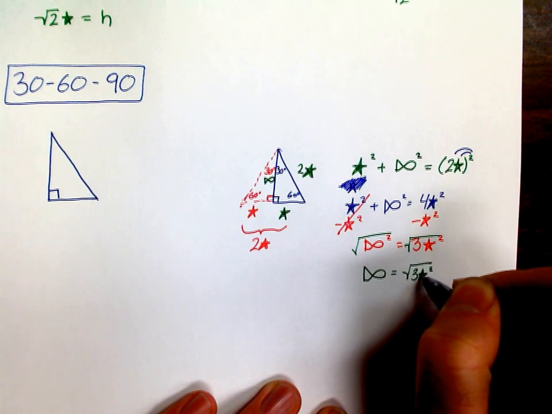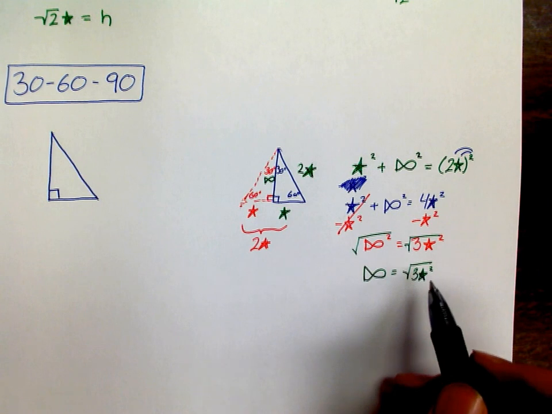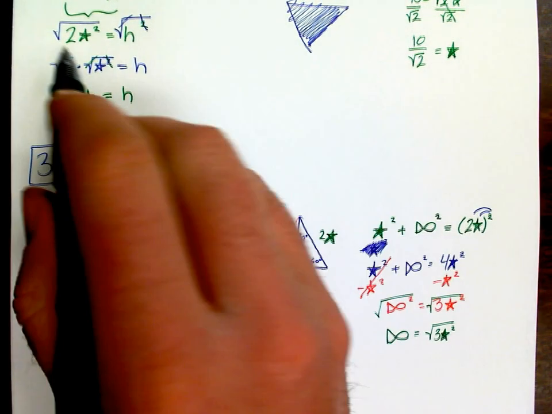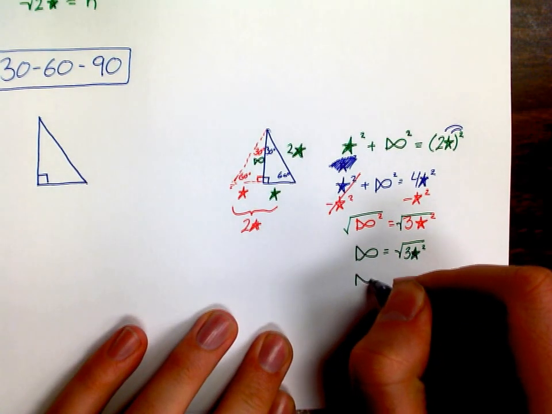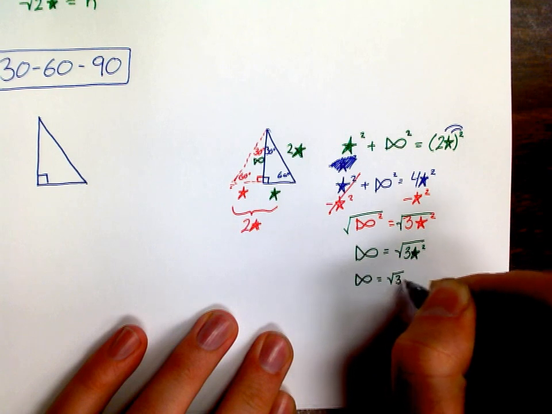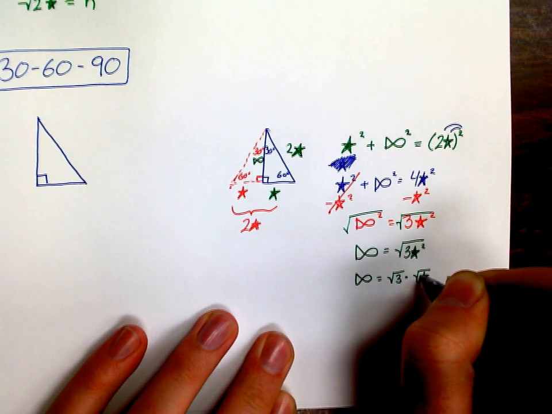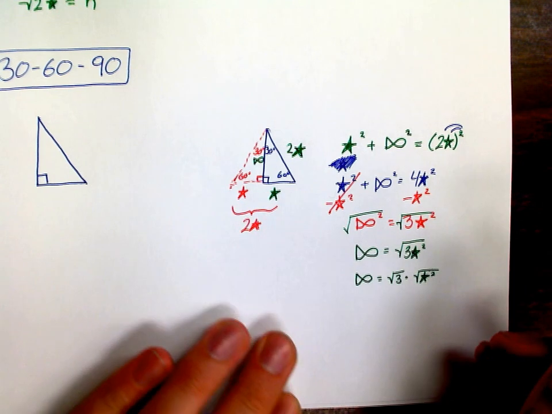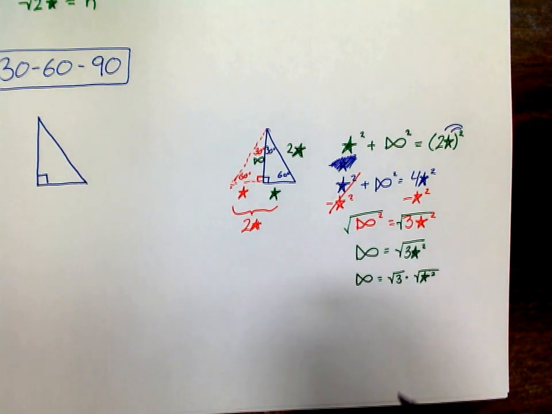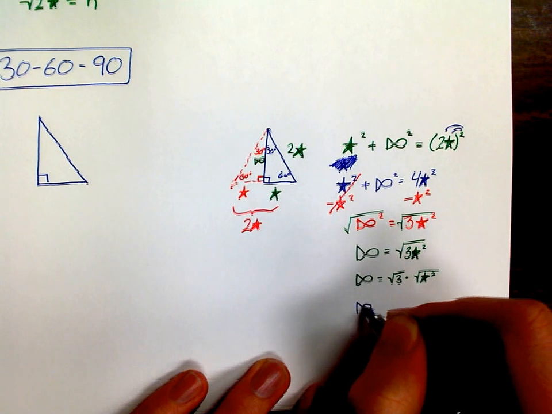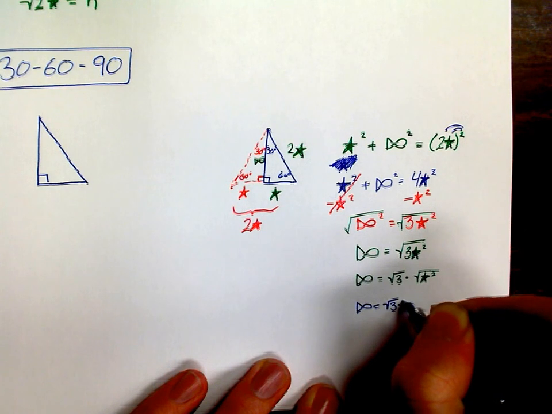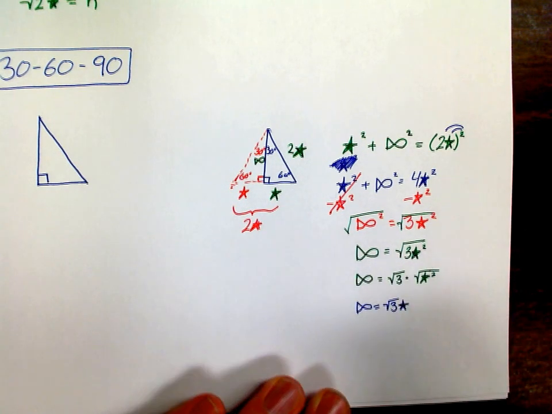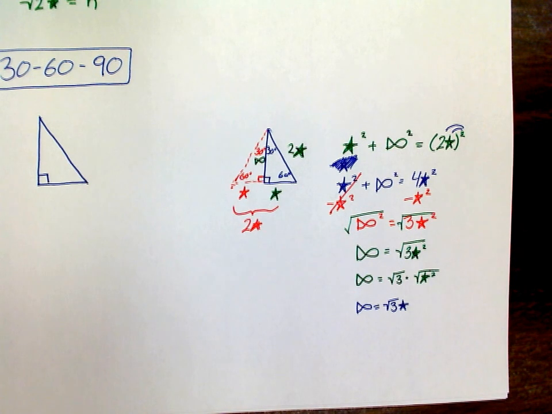But then I'm going to apply the same property that we applied up here, where I'm going to break apart this square root. So I get that fish is equal to the square root of 3 times the square root of star squared. And then the square root of star squared is just star. So fish equals square root of 3 times star. And that star is no longer under the square root. Okay, so what does that mean?